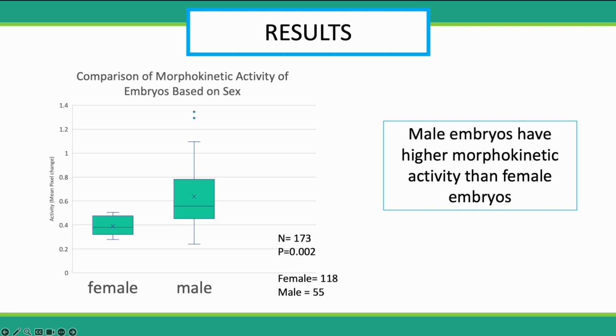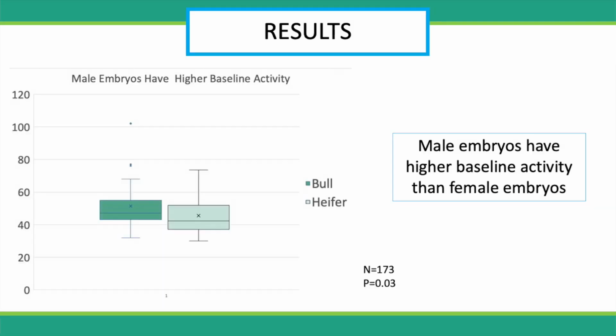We then applied background subtraction to these embryos and calculated mean pixel change, or morphokinetic activity. We found that male embryos have higher morphokinetic activity than female embryos. This finding was statistically significant. This was suspected, as male embryos are known to have a faster rate of growth and higher cell count than embryos of the same age. We also found that males have higher baseline activity. This was determined by calculating the sum of embryos' activity over the 30-second video duration.